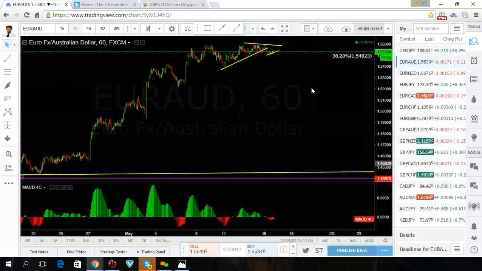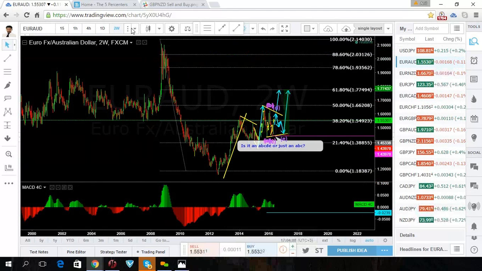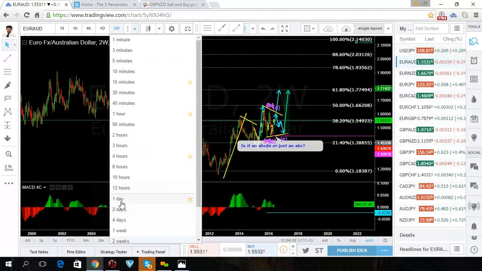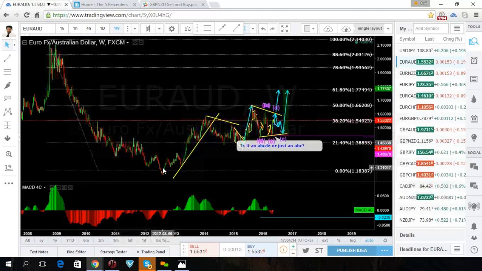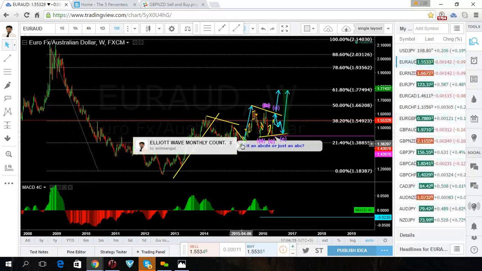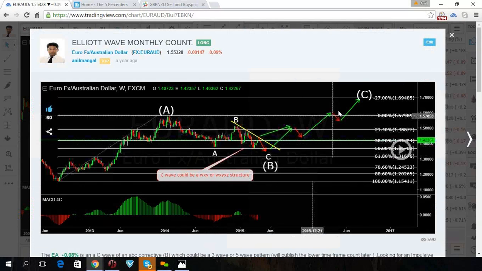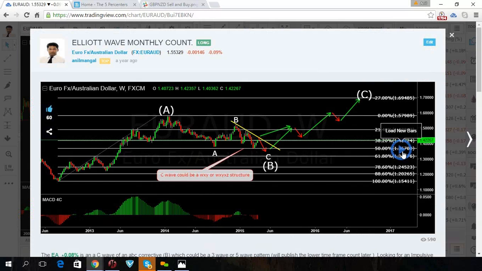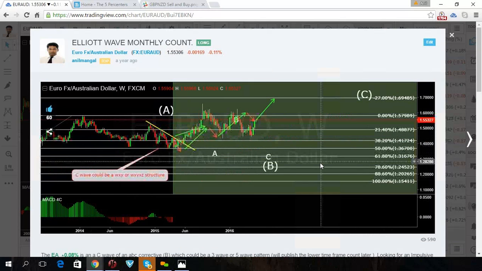Look at this one on the Euro New Zealand weekly. This was where we forecast on the 1 week, I think, right? It was on the 1 week chart. Let me just see if it's in the 1 week chart. Yep, I think it was from here, right? Monthly count. Yep, we forecast that thing going up, right? See, we forecast that thing going up. We know that was a reversal point it's hitting.